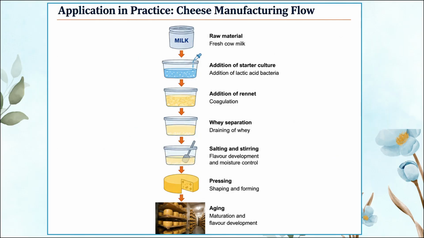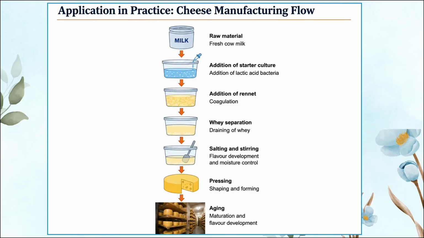So this is the short flow chart for the production of cheese manufacturing. After getting raw material like fresh cow milk, we have to add the starter culture like lactic acid bacteria. After that, we can add the rennet for the coagulation process, and then next is whey separation. So we have to separate the whey.